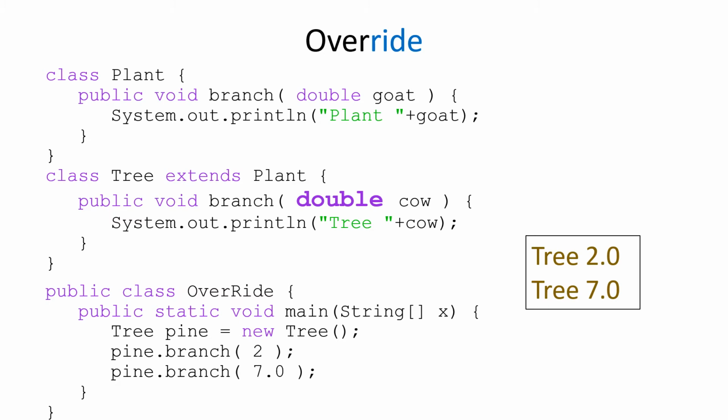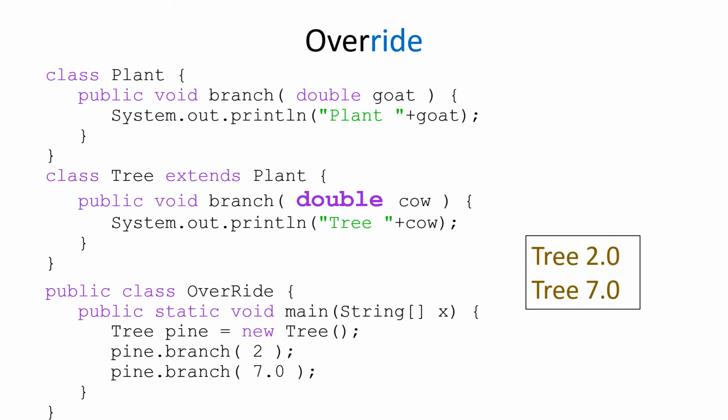Then we have the tree class, which extends or inherits from the plant class, and it also has a branch method. And both methods have exactly the same signature. That is, they are both void branch methods that take one double parameter. When you execute this, it starts down in the main program, where you create a tree object called pine.